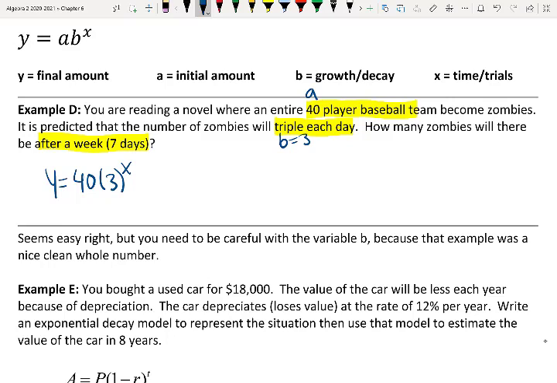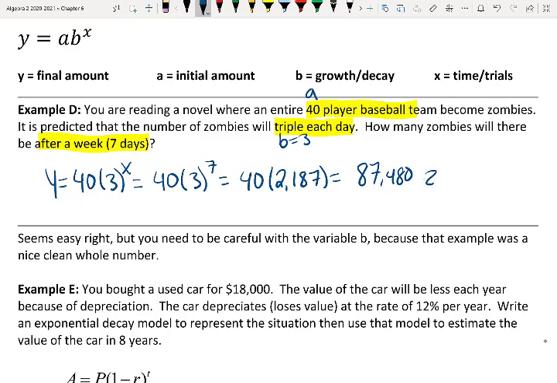And then if we're trying to evaluate how many zombies there's going to be after a week, we would just replace x with 7. So 3 to the 7th power times 40, which 3 to the 7th power is 2,187. So if we multiply that, we would end up with 87,480 zombies. There we go. Lots of zombies. So that one's pretty straightforward.